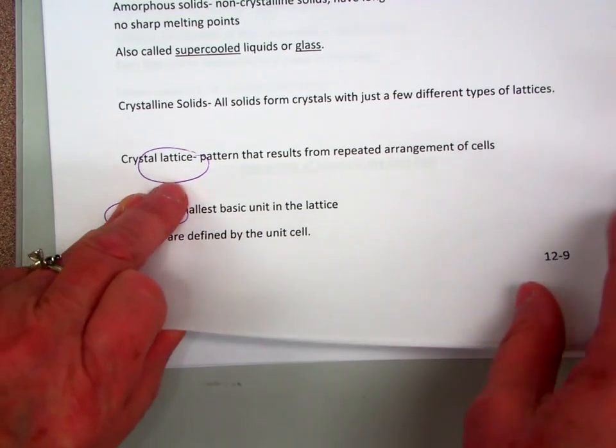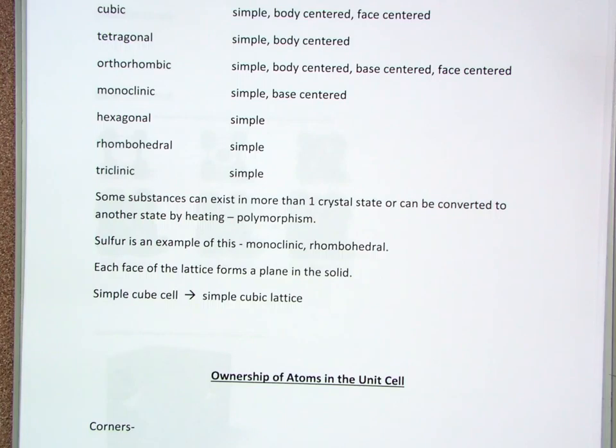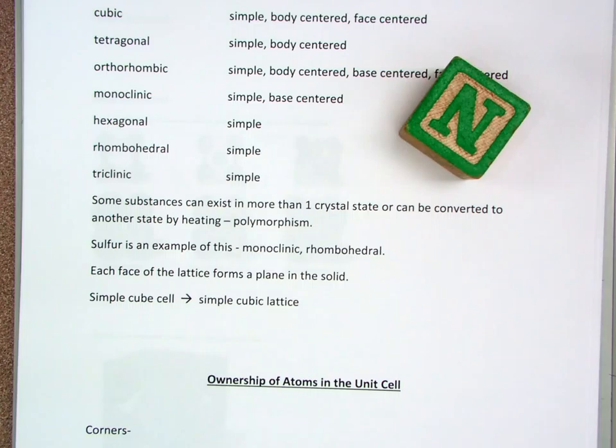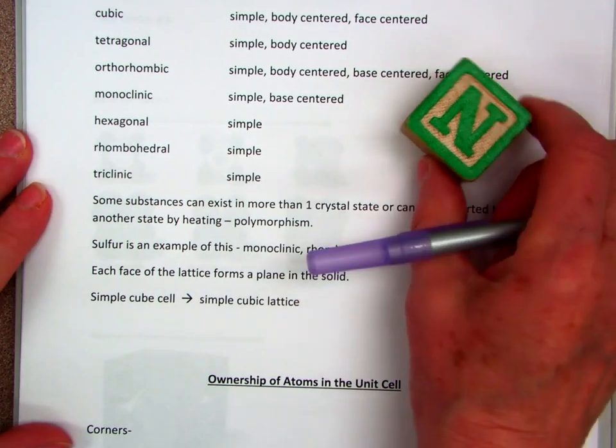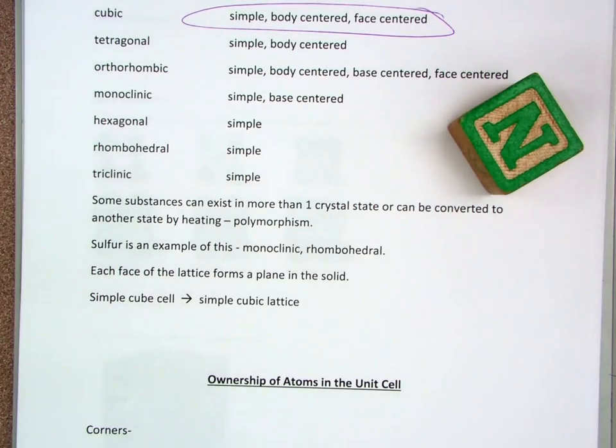There are 7 types of Bravais lattices, 7 basic, and they make 14 space-filling Bravais lattices. For our purposes, we are going to deal only with the cubic. We're going to talk about the cubic cell, and this is an example of a cube. And when we look at this, we'll talk about simple, body-centered, and face-centered.